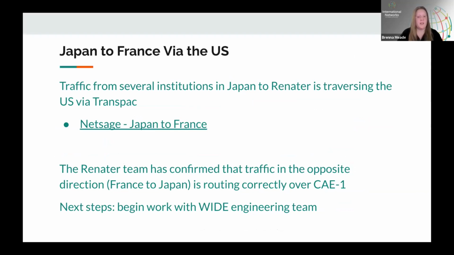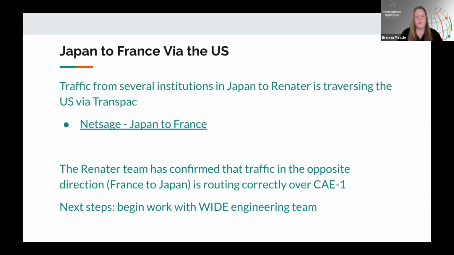The next one is Japan to France via the US. So we have several institutions from Japan to RENATER, which is in France, traversing the US via TransPAC. This is an acceptable path. However, the other direction, France to Japan, is routing over CAE-1, which would be potentially a little bit more efficient, and which is connecting Asia and Europe, in case you didn't know what CAE-1 was.